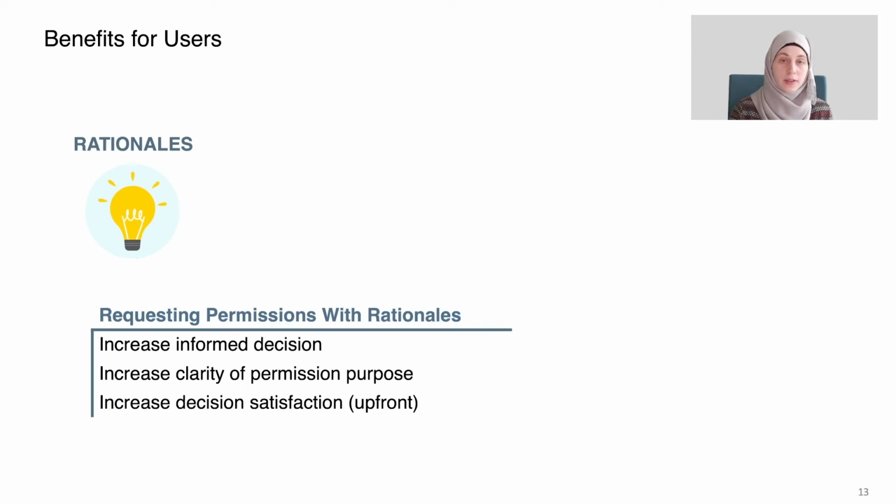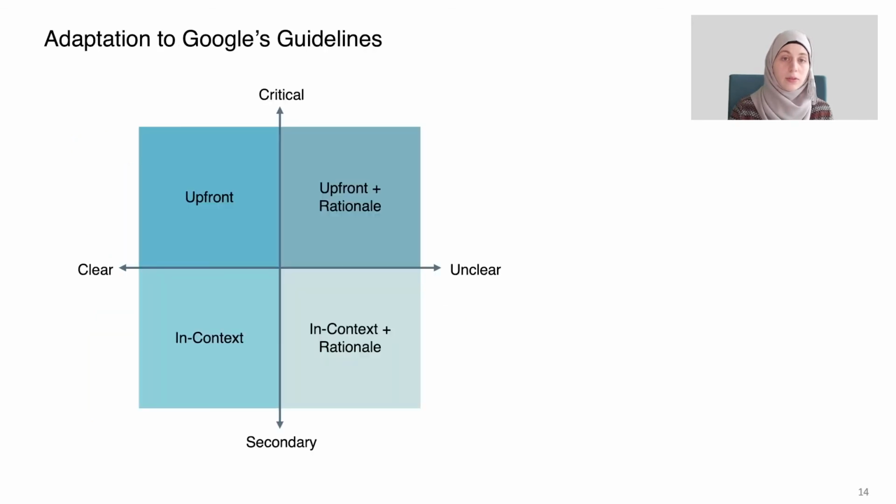the presence of rationales helps users make better informed decisions, increase their clarity of the permission purpose, and increase decision satisfaction. However, it is worth noting that this benefit is more prominent upfront when users may lack contextual information for decision making. Now, how do our findings fit into Google's guidelines?